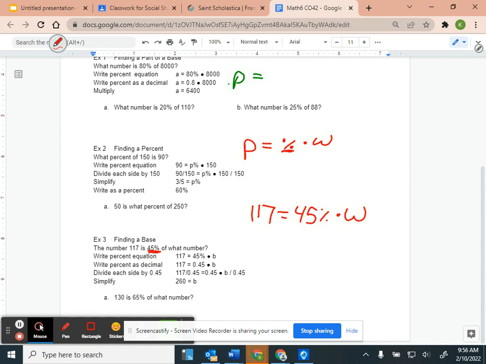45%. Now we have a percentage, Peyton, so we need to convert percent to decimal. How do we convert that percent to a decimal? 0.45. Yeah. So I'm going to rewrite my equation. Now if I want to get the whole by itself, how do I do that? 117 equals 0.45 times W. How do I get that whole by itself? Zoe?